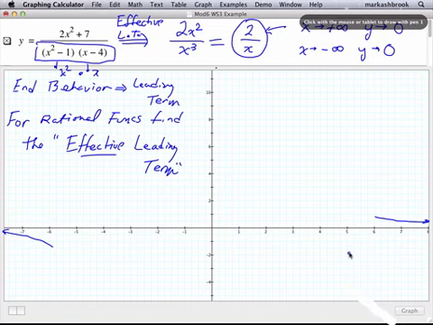So let's put it all together now. So what was the first thing we said? Zeros. Zeros of this function.